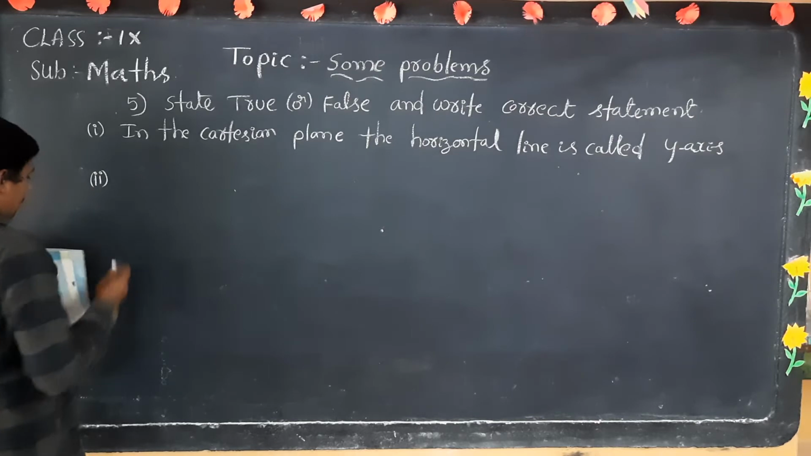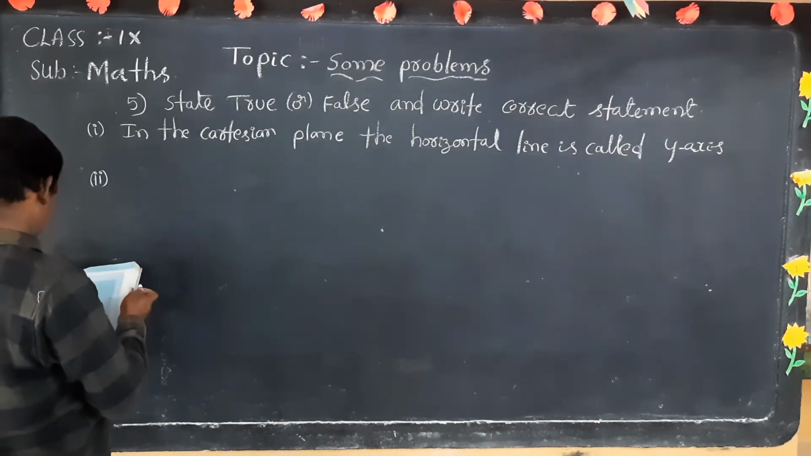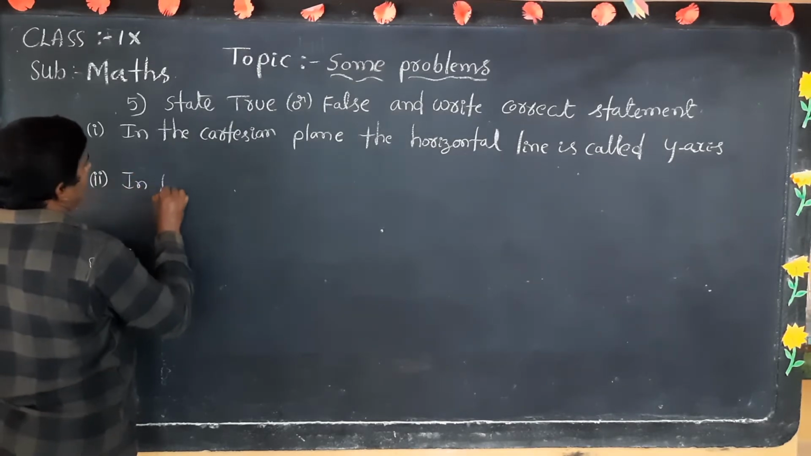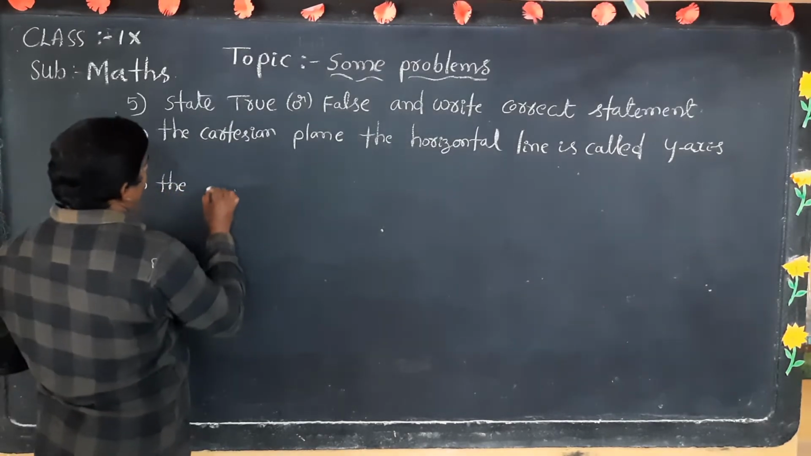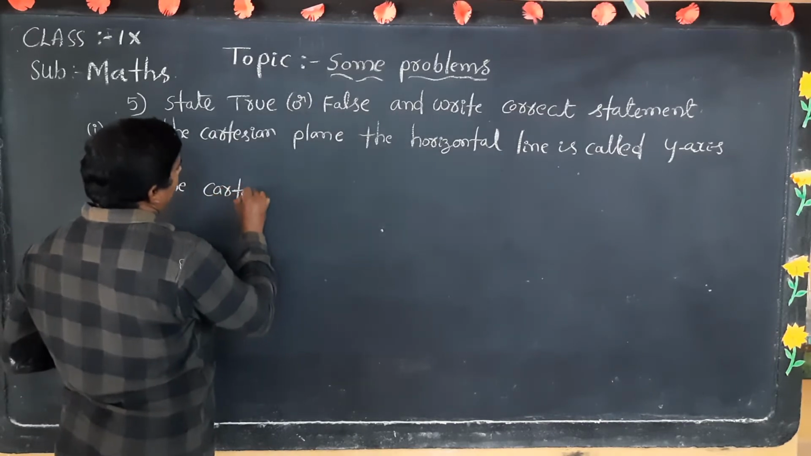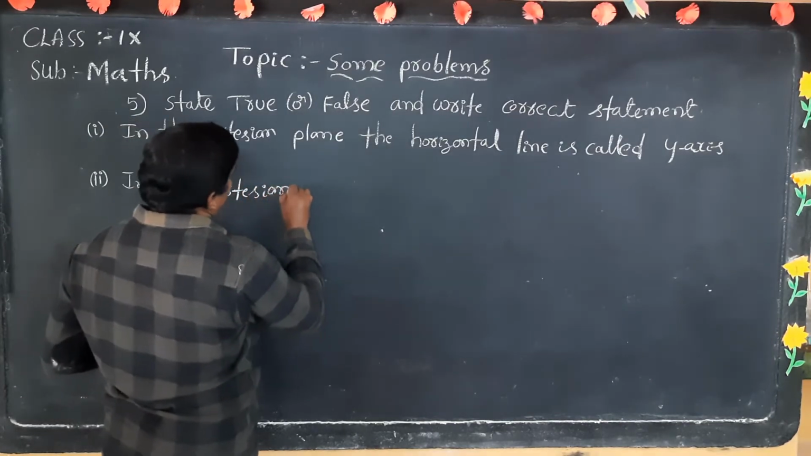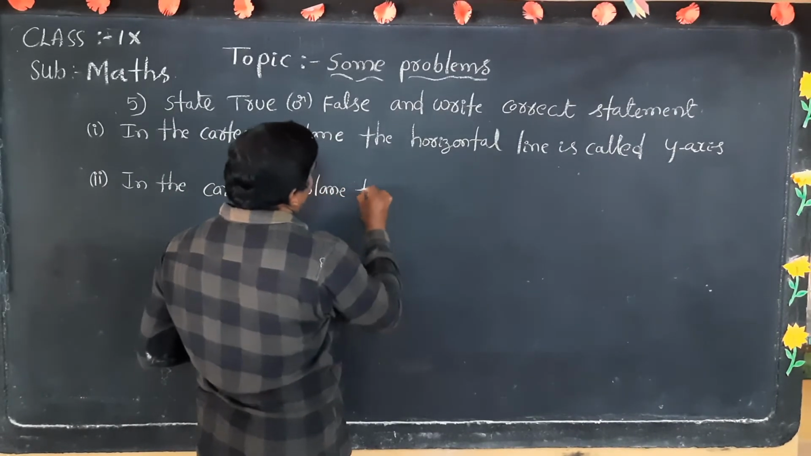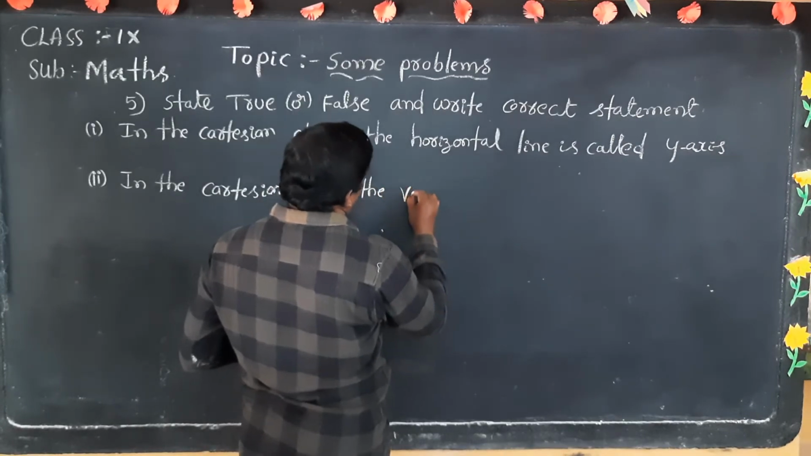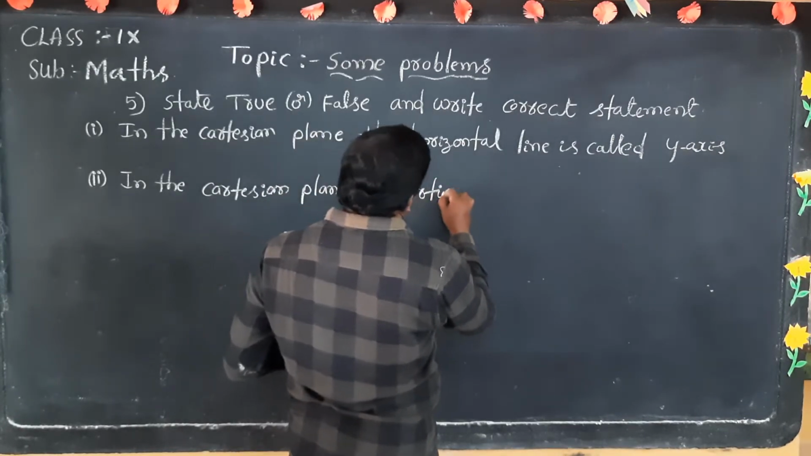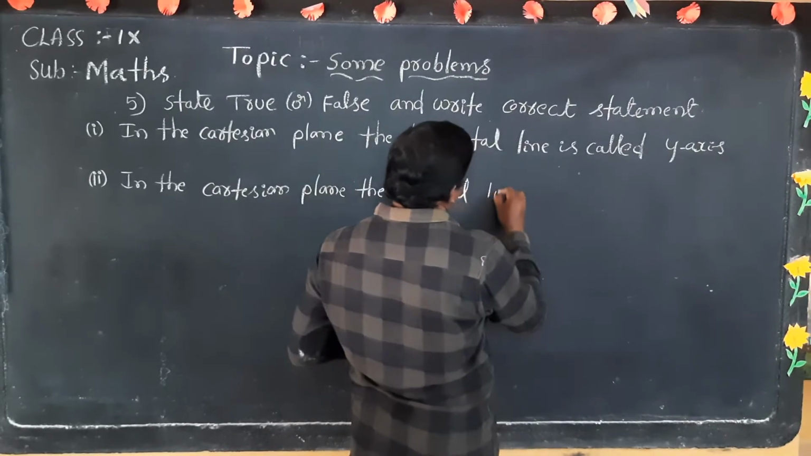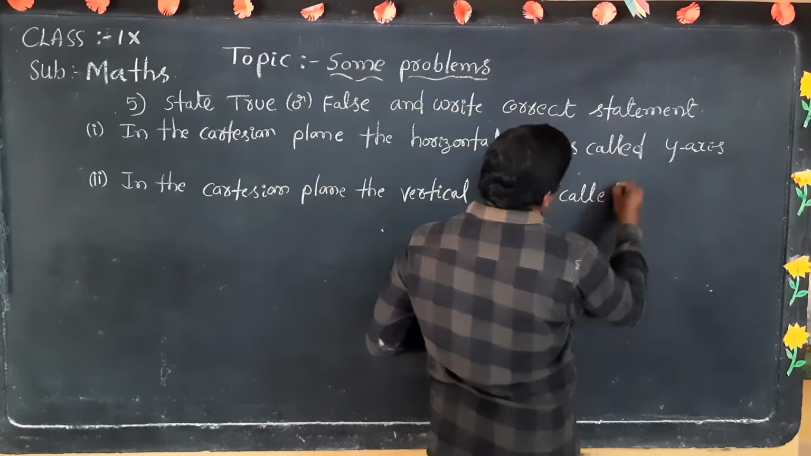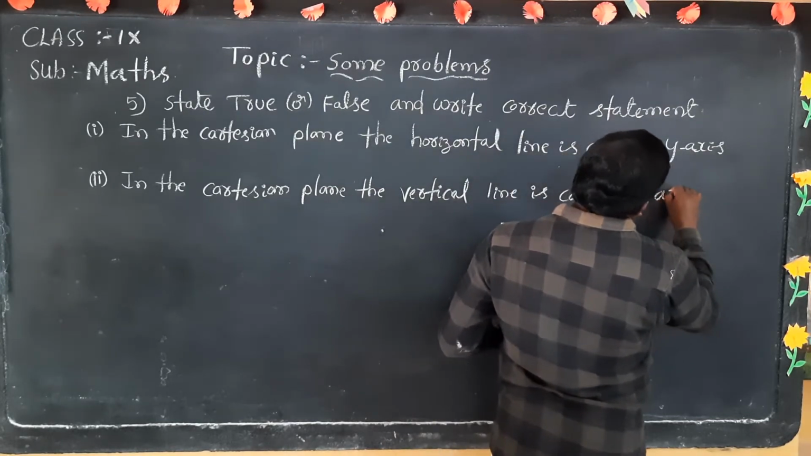Second one. In the Cartesian plane, the vertical line is called y-axis.